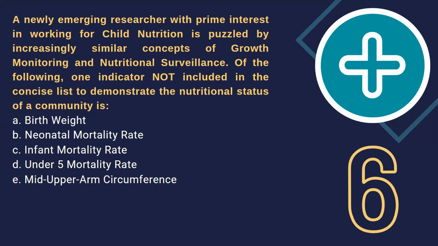Number 6, a newly emerging researcher with prime interest in working for child nutrition is puzzled by increasingly similar concepts of growth monitoring and nutritional surveillance. Of the following, one indicator not included in the concise list to demonstrate the nutritional status of a community is A, birth weight, B, neonatal mortality rate, C, infant mortality rate, D, under 5 mortality rate, and E, mid-upper arm circumference. B. Yes, B is the answer. As I showed in the concise list of indicators to show the nutritional status, it said that the mortality data from age 1, 2, 3, and 4 should be included.